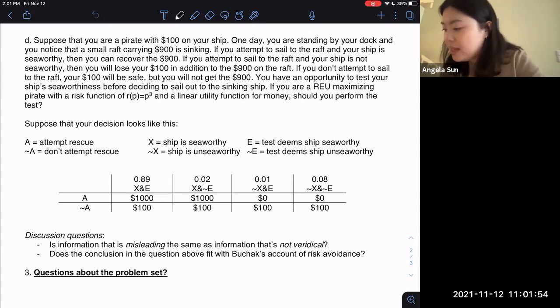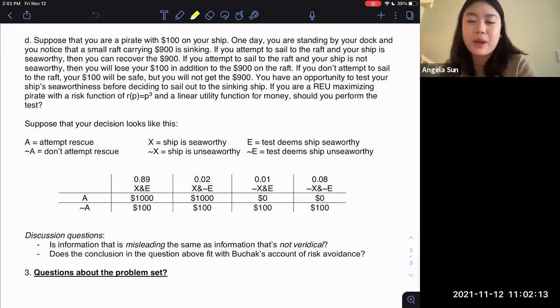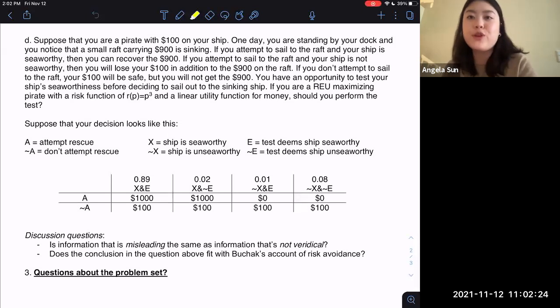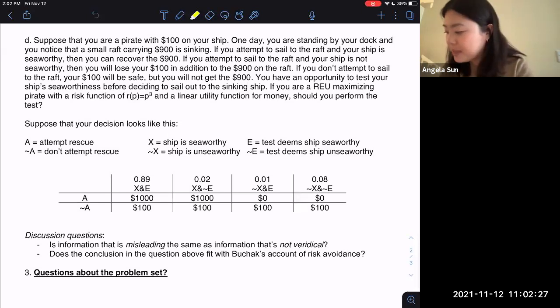So here's the question. Suppose that you are a pirate with $100 on your ship. One day you are standing by your dock and you notice that a small raft carrying $900 is sinking. If you attempt to sail to the raft and your ship is seaworthy, then you can recover the $900 and of course keep the $100 that's on your ship. If you attempt to sail to the raft and your ship is not seaworthy, then you will lose your $100 in addition to the $900 on the raft. So you'll lose everything and end up with no money.